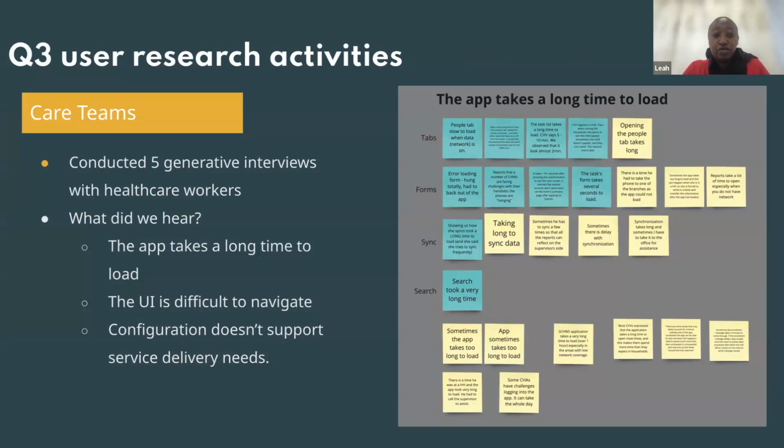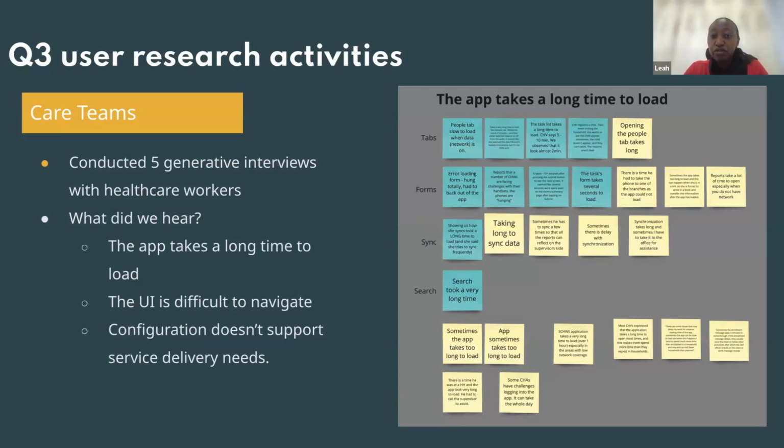And then we also heard that the UI is difficult to navigate. Then there was also another insight that configuration doesn't support service delivery needs. So in the screenshot on my right, the yellow stickies show the new findings, or the raw nuggets, that we had for this quarter.